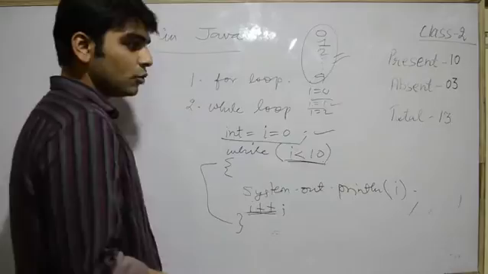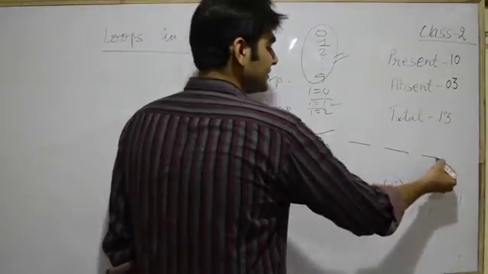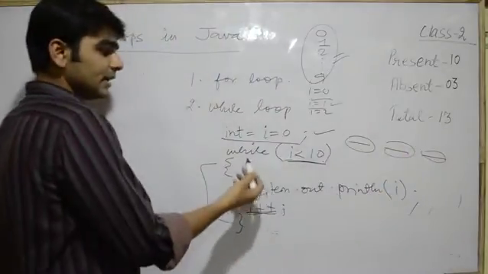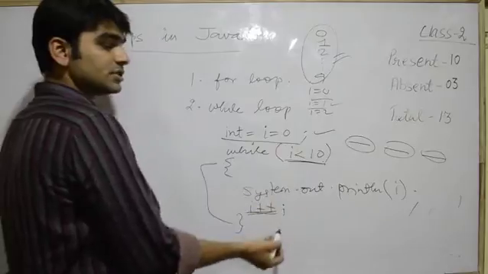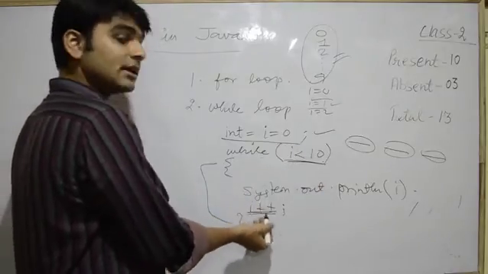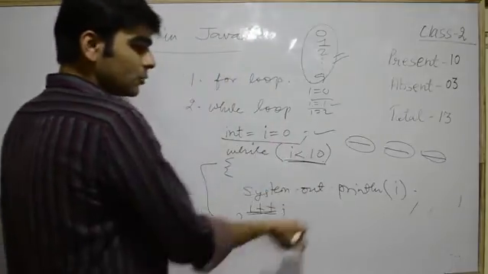As compared to the for loop, in which everything happened on the same line, that means initialization, condition, increment and decrement all happened on the same line. In case of the while loop, we have initialization outside, the condition in front of while, and printing or increment or decrement inside the while loop. So a similar output is going to be there.